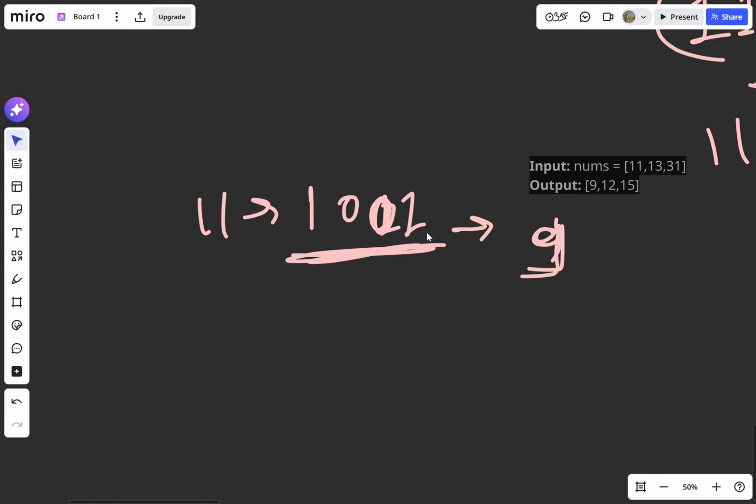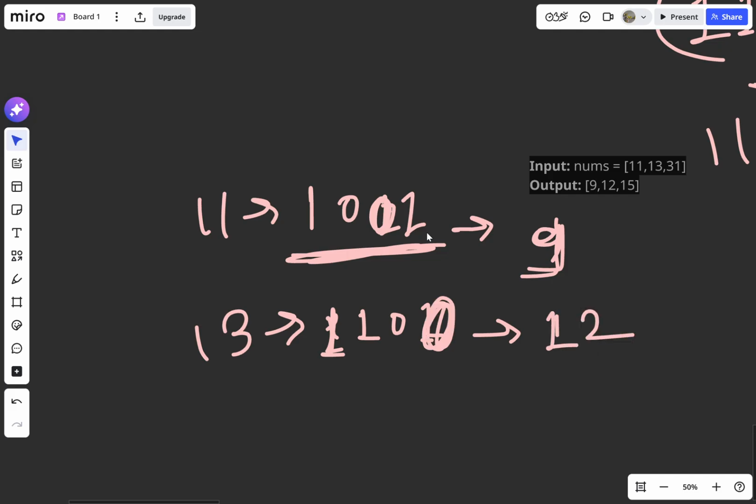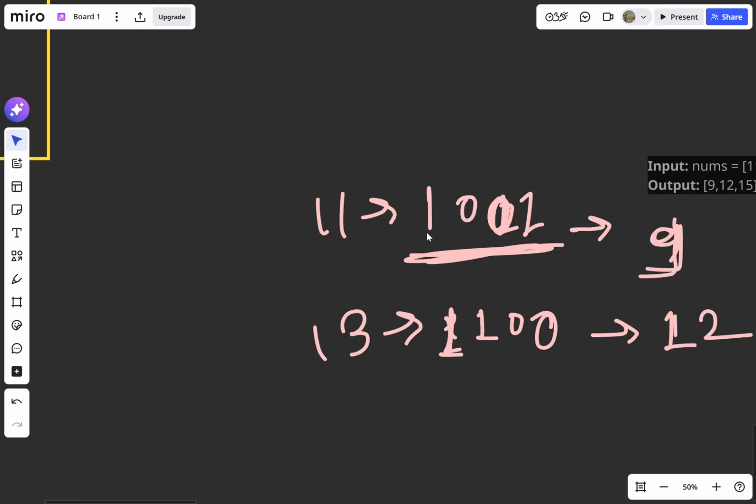Now for 13 we have this. Now for this we have 12 as the answer. Which bit have we set to 0? This bit. We have changed it to an unset bit. For unsetting this bit we can use the bitwise XOR operator. The XOR operation can be used for changing that particular bit.